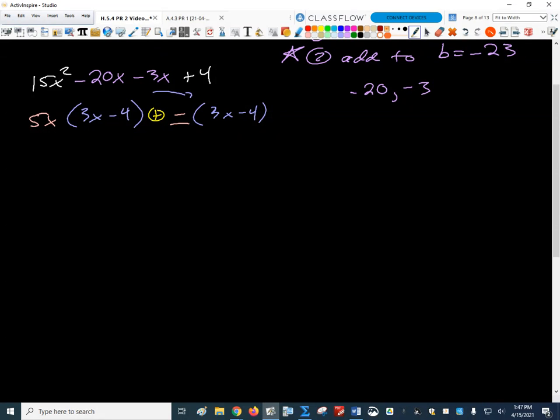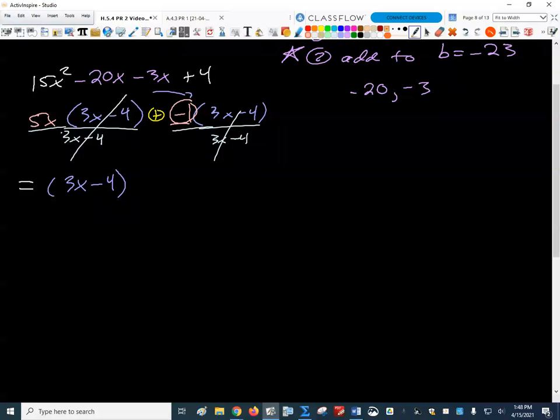Okay, so then now we got this thing factored, right? Now if we factor out our common factor, which is the binomial factor, what's left behind? Well, I could just divide each term by 3x minus 4, right, to see what's left behind. And what's left behind is a negative 1 there, isn't it, right? That's really a negative 1, right? So we end up with 5x plus negative 1 is 5x minus 1. We got it. Okay?